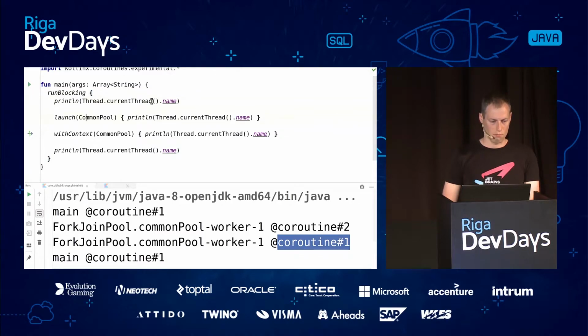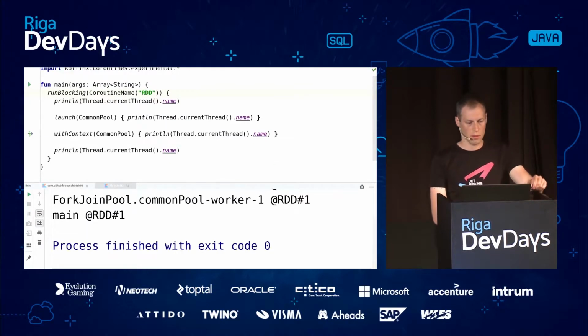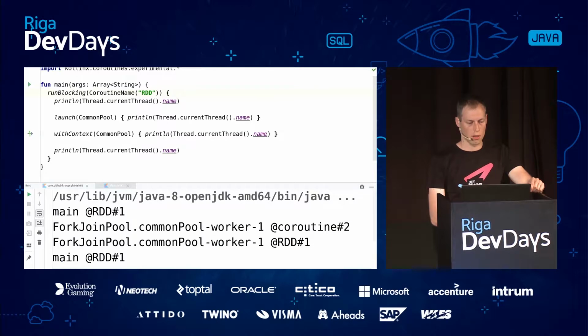So you can specify a different name, like regedev days, for example. And now our coroutine number 1 has RDD number 1 name. It is useful for debugging purposes.